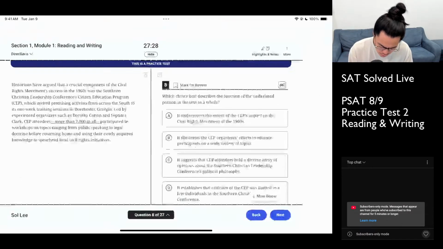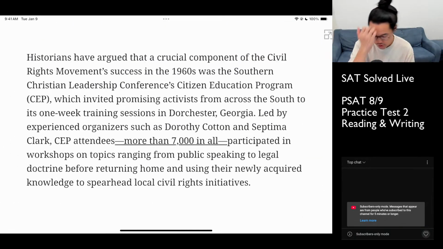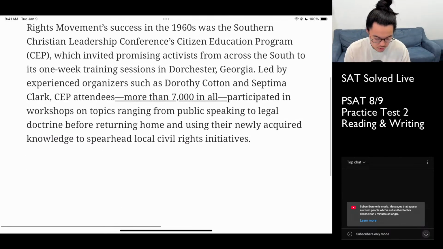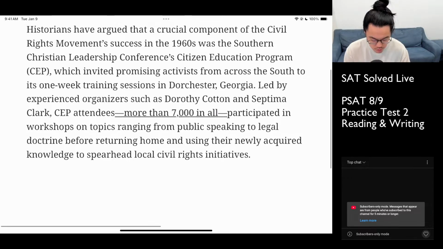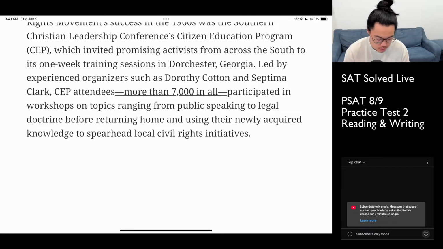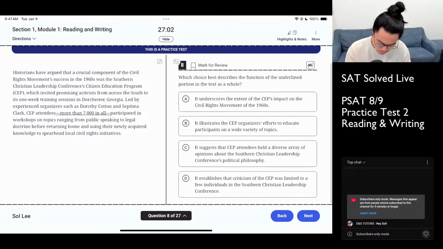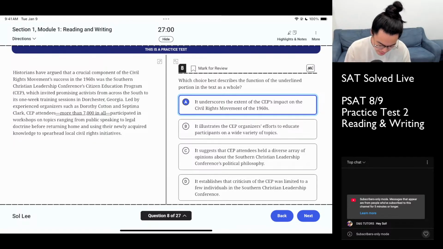Historians have argued, what kind of question is this? This is part function again. Argued that the crucial component was the program, okay. Training sessions, okay. So this is the argument first, and then this is the illustration. CP attendees. Oh, and then this underlying part is just the scale. It's the scale. Underscores the extent of the impact.